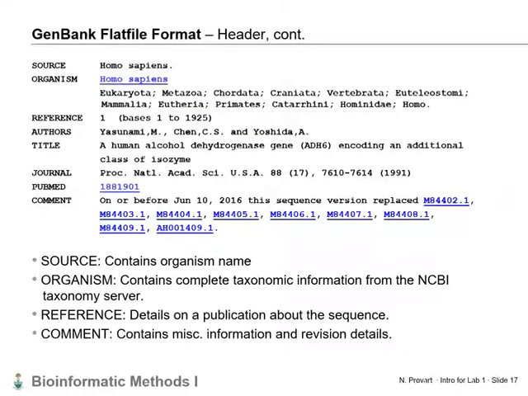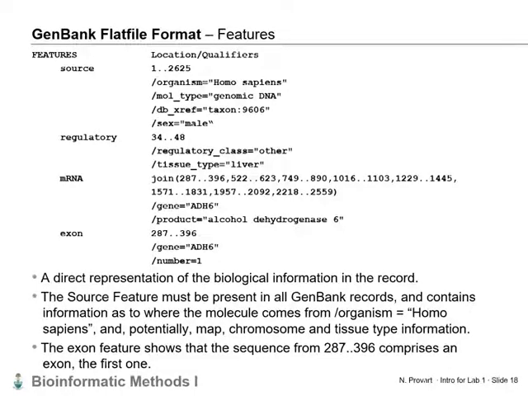In the features section, that's a direct representation of the biological information in the record. The source feature has to be present in all GenBank records, and again tells us where the sequence came from, the organism. It also tells us some map, chromosome, and tissue type information. And the exon feature tells us that in the case of the ADH6 record, the sequence from 287 to 396 comprises an exon.